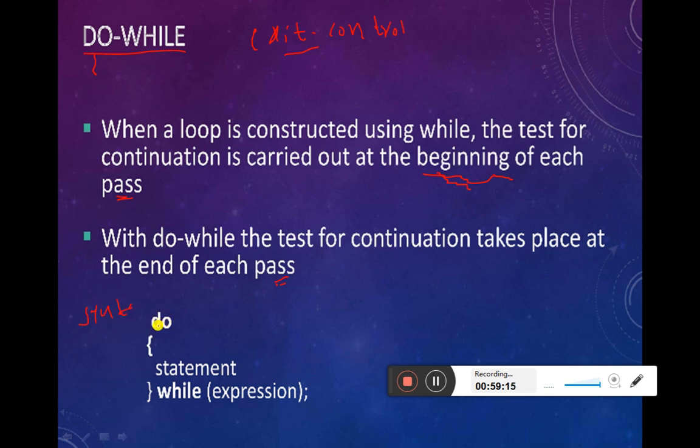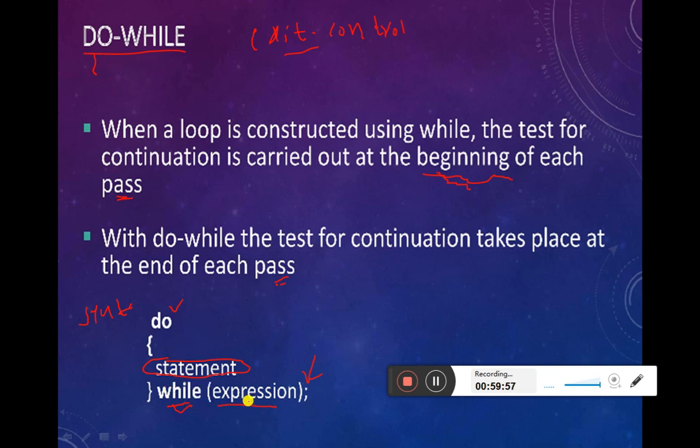So do, opening brace, statement block, then closing brace, so while, condition test, followed by a semicolon. So important, remember, do while ends with a semicolon. So do is a keyword, and while is a keyword again. The expression is any expression defined by the user or a programmer. So that decides whether the looping is to be continued or not.